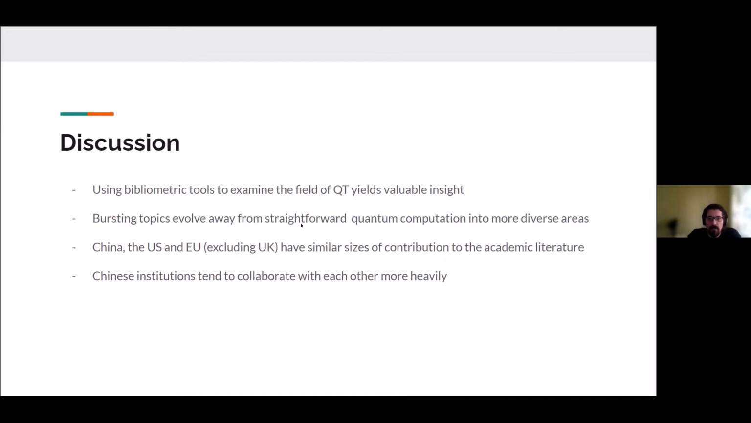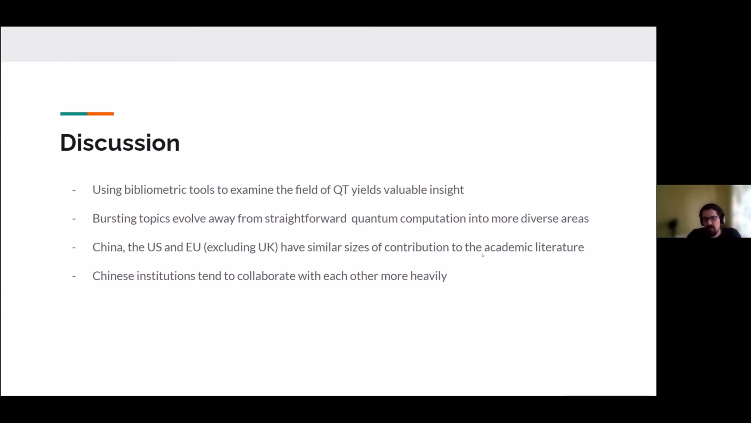And another thing we can say is the bursting topics evolve away from straightforward quantum computation into more diverse areas. And I think this is important because it shows that the field of quantum technologies in general, and quantum information science in particular, is evolving, and it is becoming a field of itself. So it is not just a hybrid interdisciplinary field between physics and computer science and certain types of engineering. It is actually becoming a field of itself, and it is important for the future of this industry and the academic literature.